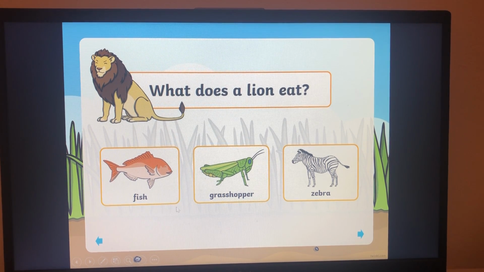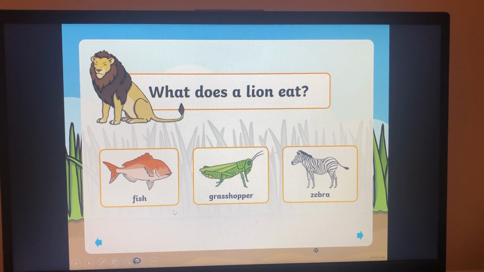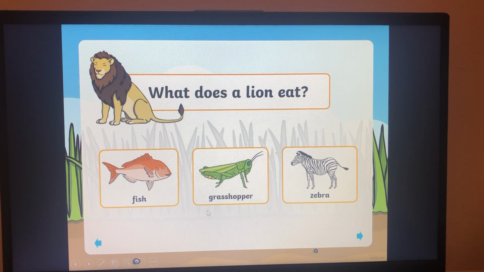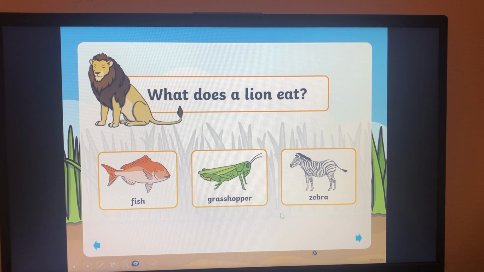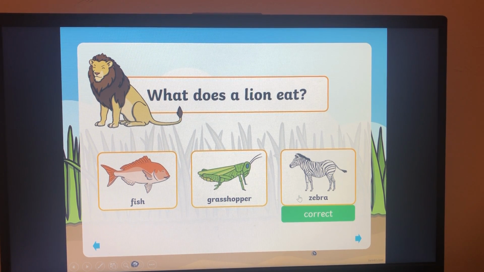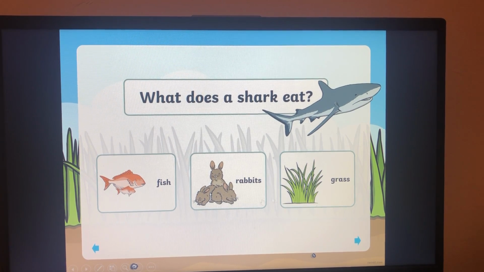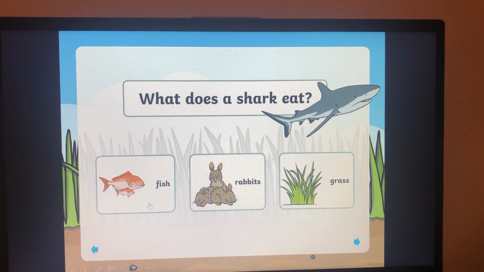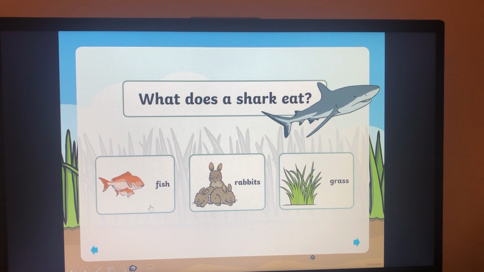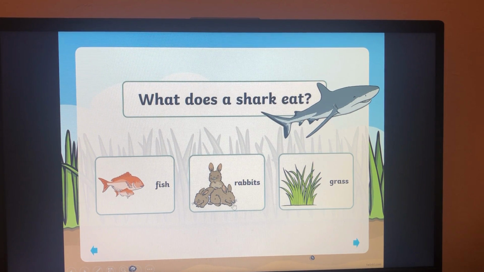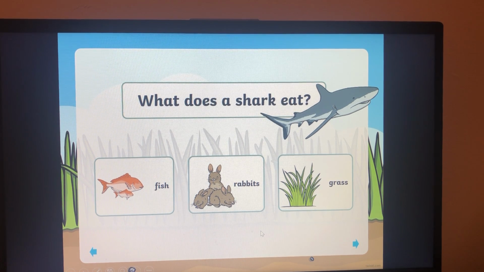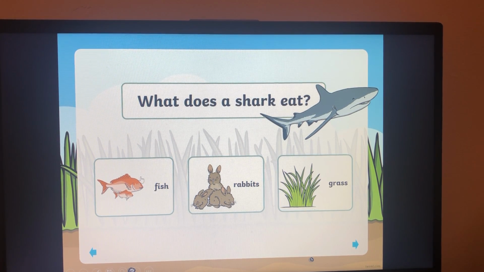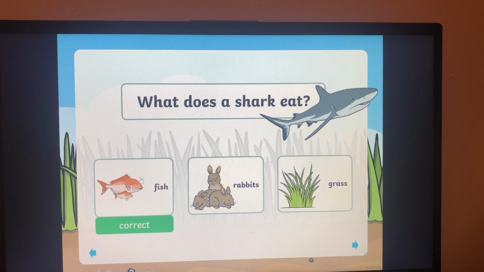What does a lion eat? You've got three choices: fish, grasshopper or a zebra. I'd like you to write your answer down, please. And the answer is a zebra. What does a shark eat? Does a shark eat fish? Does it eat rabbits? Or does it eat grass? Write your answer down, please. And the answer to that one is fish.